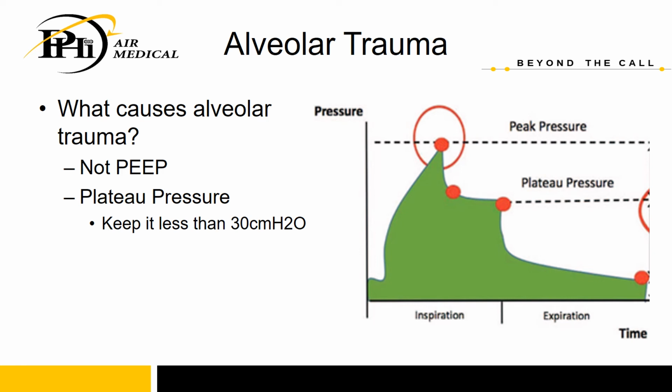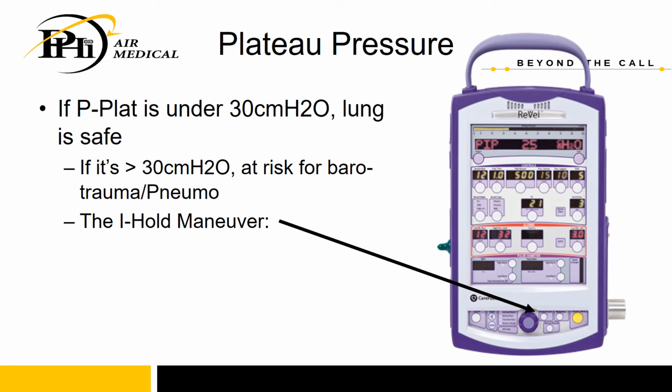That right there is what will cause lung injury, because that right there is what the alveoli are actually seeing. And all we need to do is keep our plateau pressure less than 30, and our patients are going to be protected. And remember that we had talked about protection quite a bit, and now we are coming back to it. So if the P-plat or plateau pressure is less than 30, then the lung is safe. If it's greater than 30, we are at risk for barotrauma or a pneumothorax.